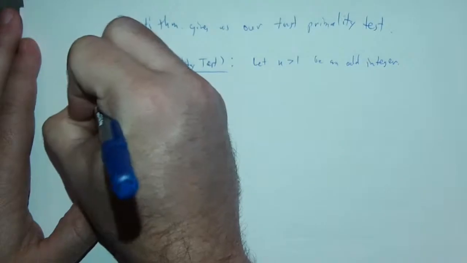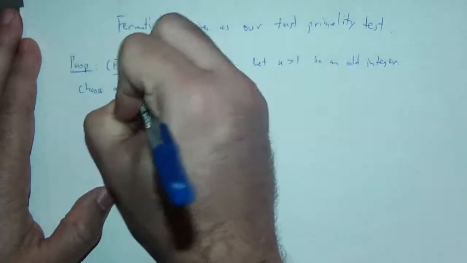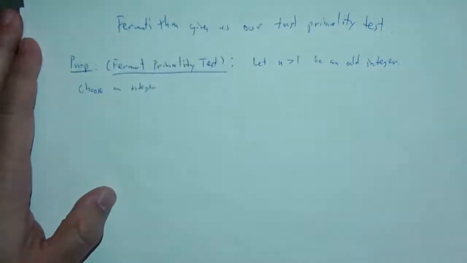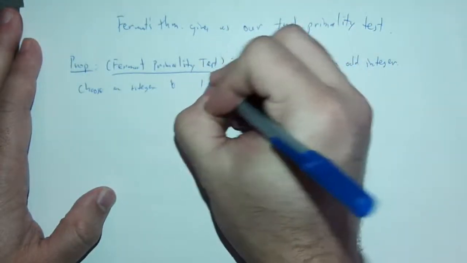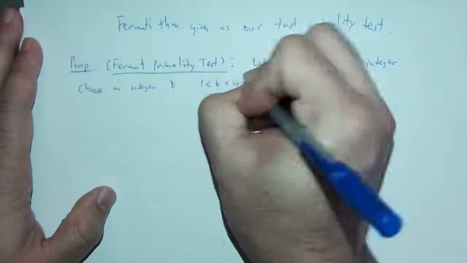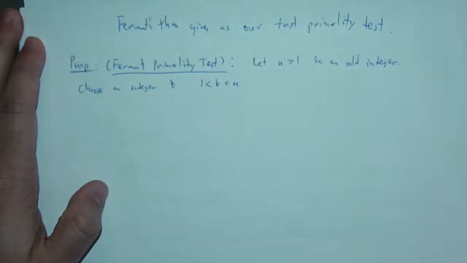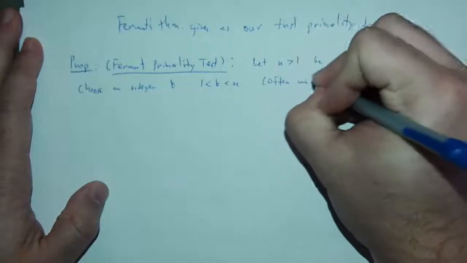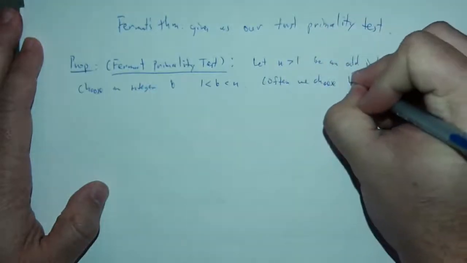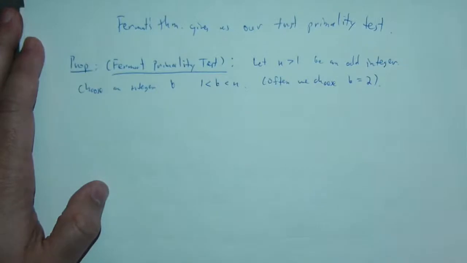Choose an integer b that is between n and 1. So often we choose b equals 2. Okay, so the smallest possible b.